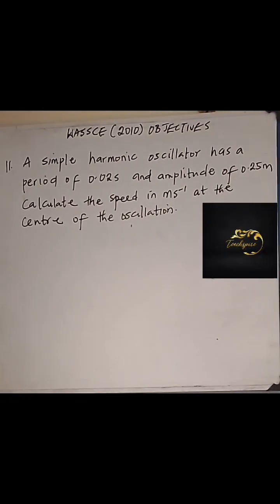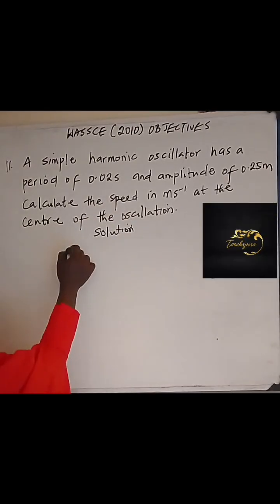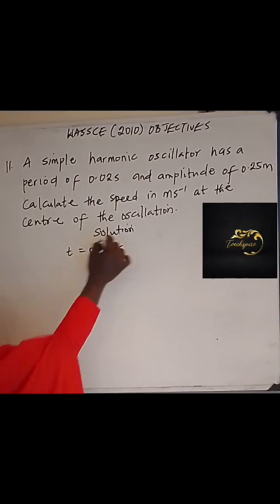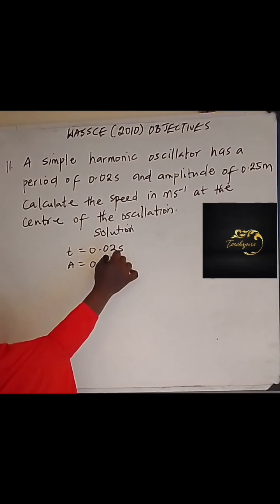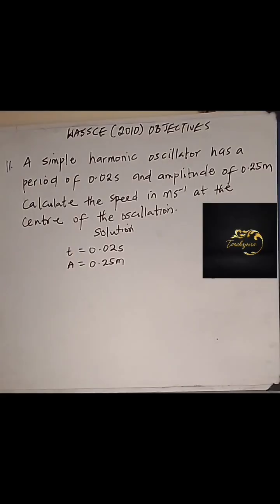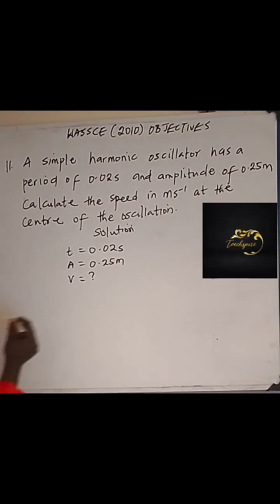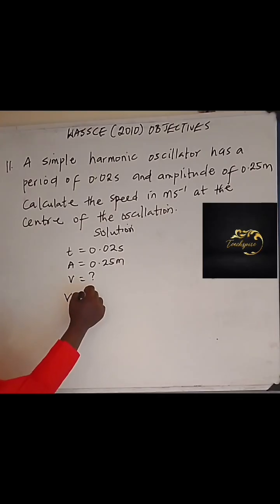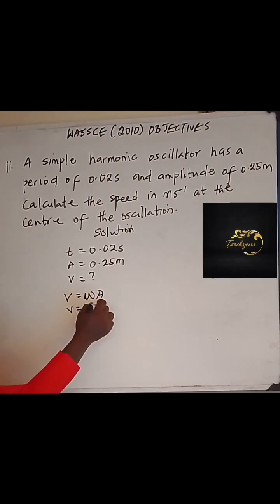A simple harmonic oscillator has a period of 0.02 seconds. So we're given the time to be 0.02 seconds and amplitude 0.25 meters. Calculate the speed in meter per second. So we're asked to find v. Now we have to recall that v equals omega a. Omega means angular velocity, and angular velocity can be broken down into 2 pi f. Then we put our a.